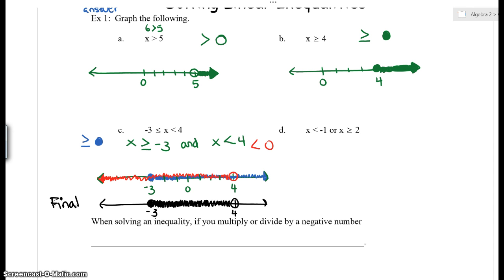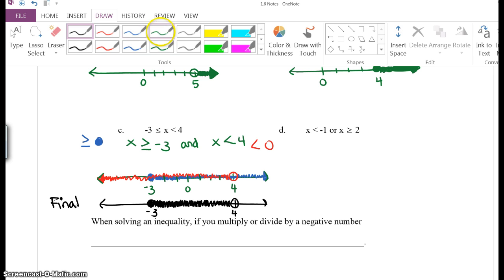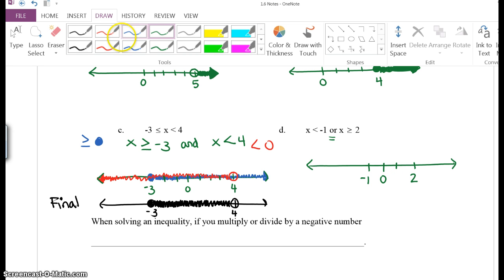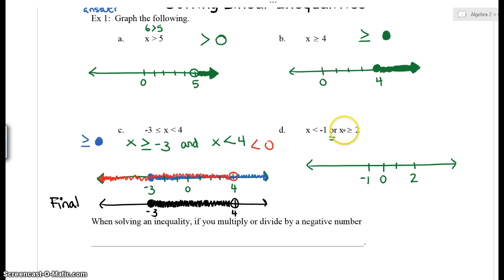Great job. Let's look at D really quick. So in D, we have two inequalities that are separated by the word or. So we're going to just kind of take each one and graph it. We have a number at -1, so here's 0, here's -1, and we have a number at 2, 1, 2. All right, so let's look at the symbols to see if they're open or closed. So the first one is less than, well, that's an open. So at -1, we're going to have an open circle. And the other one is less than or equal to, so that's a closed circle. So at less than or equal to, we're going to have a closed circle.